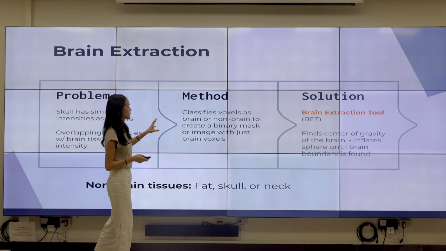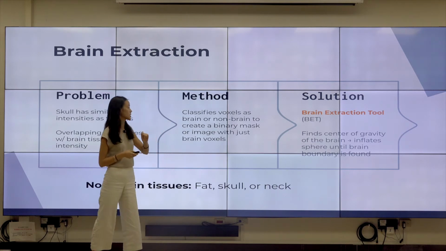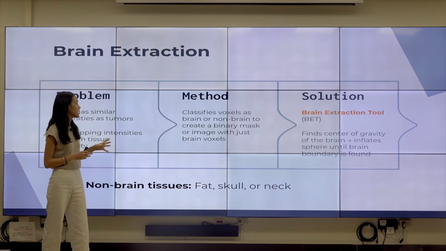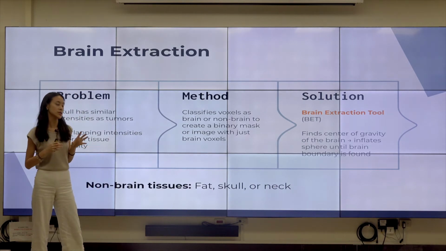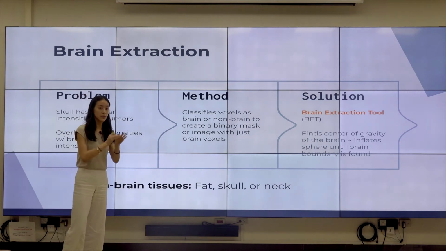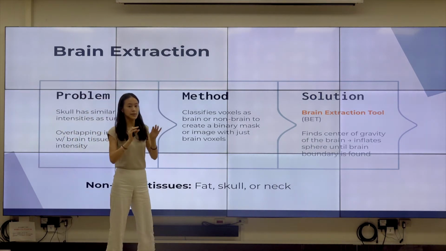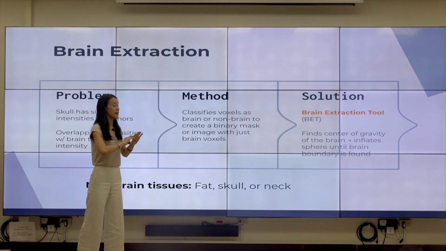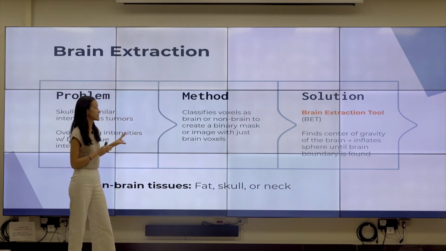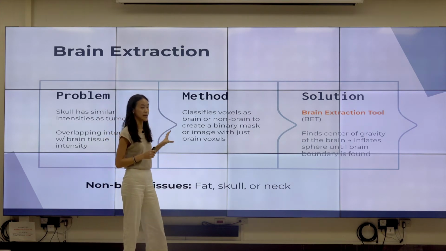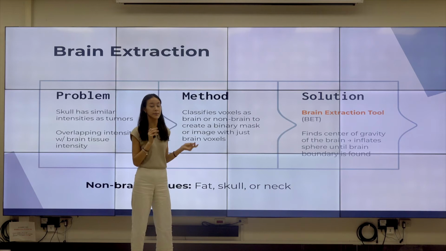And so the method that we achieve this through is by classifying voxels as brain or non-brain to be able to create this binary mask or image with just brain voxels. So for example, with the original image that we saw, there would usually be a skull around the outside. And so what it would do is that everything that's outside of that gray matter or the cerebrospinal fluid, everything outside of that would be defined as something that is non-brain, and everything within it would be defined as something that is brain. And this is before the entire segmentation.